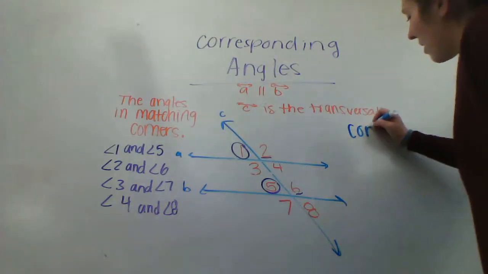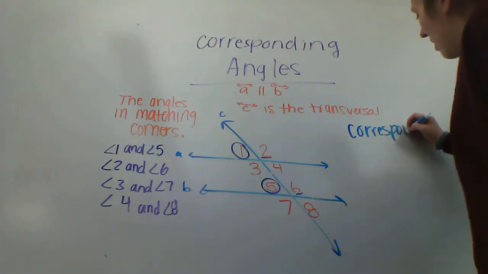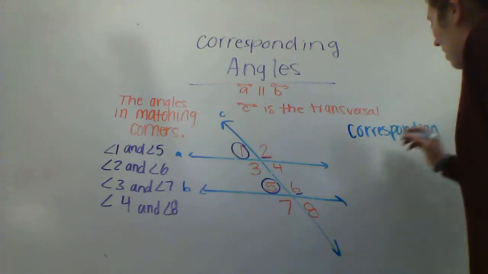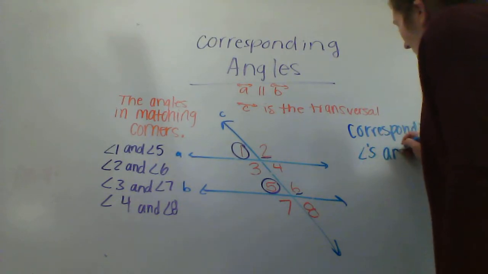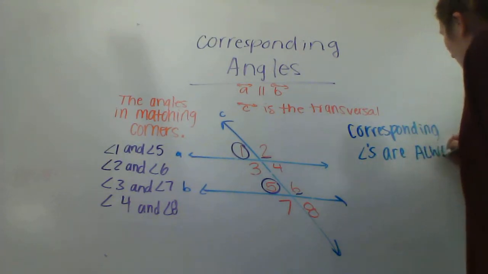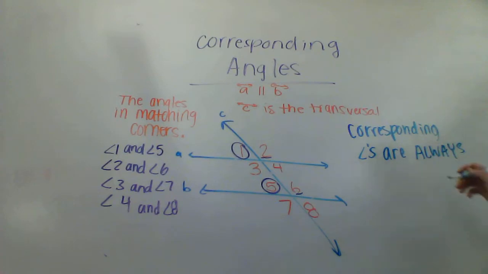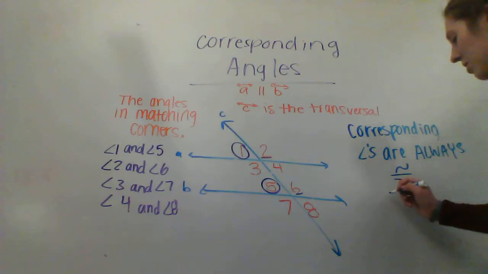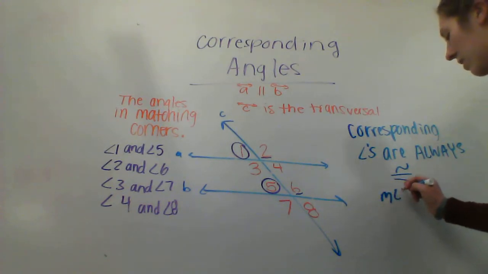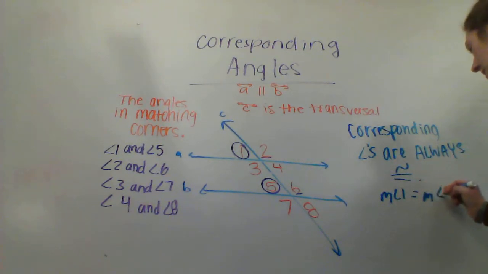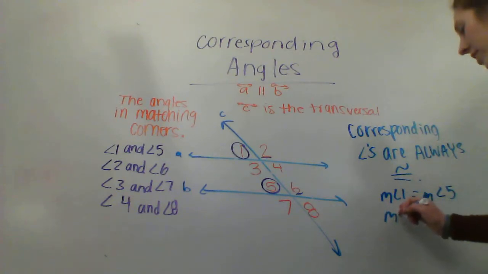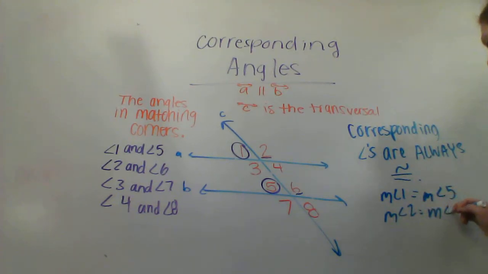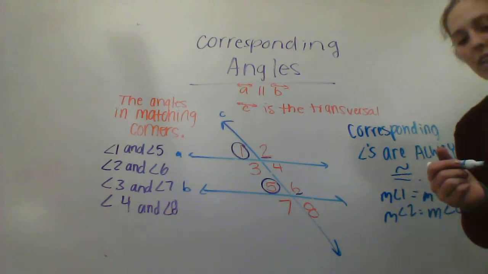Corresponding angles are always congruent. Remember, the squiggly with the equal sign means congruent. So congruent here means they have the same measure. So the measure of angle 1 would equal the measure of angle 5. And then the measure of angle 2 would equal the measure of angle 6. And so on for the next two.